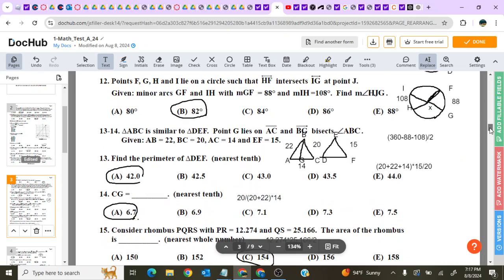Okay, triangle ABC is similar to triangle DEF, shown here, and I plugged in all the points for you to hopefully help you visualize it easier. Find the perimeter of DEF.